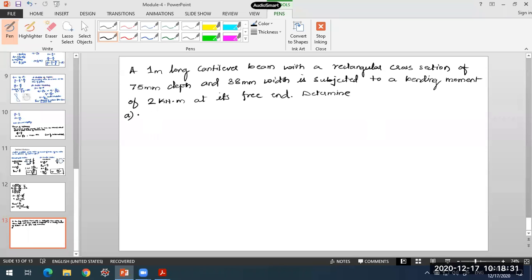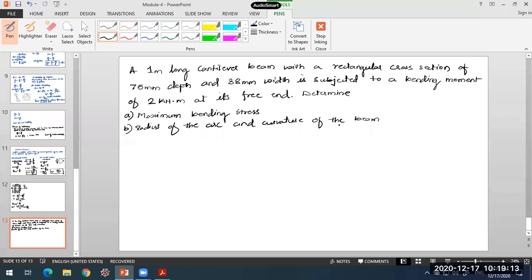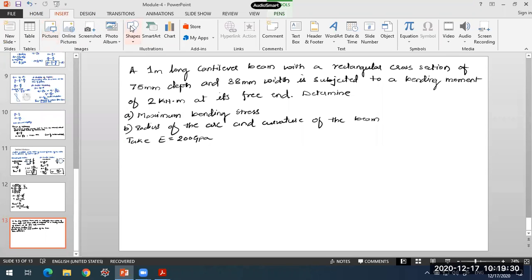the maximum bending stress and the radius of curvature, or the radius of the arc and curvature of the beam. Take Young's modulus E equal to 200 GPa. So this is the problem we have.